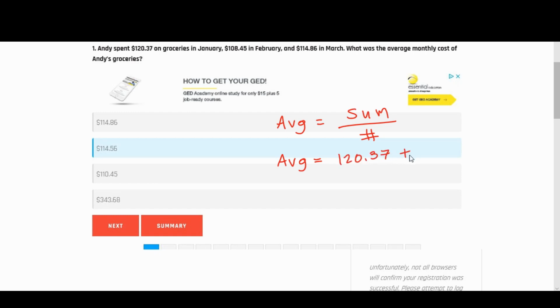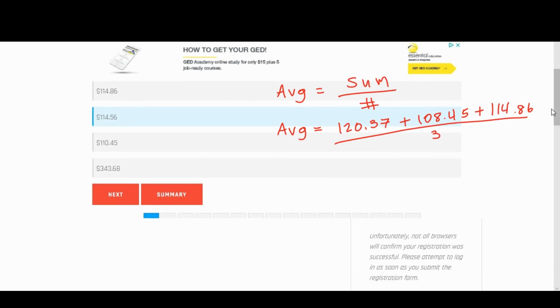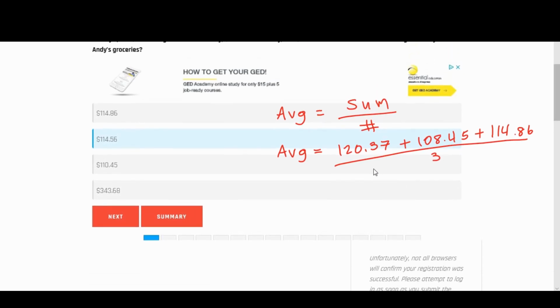120.37 plus 108.45 plus 114.86. And as you can see, there are 1, 2, 3 of these numbers. So again, it's the sum of the numbers divided by how many numbers there are. There are 3 numbers. Now all we have to do is work out the arithmetic to solve this problem, and I'm going to do this off to the side so I don't make a mistake.